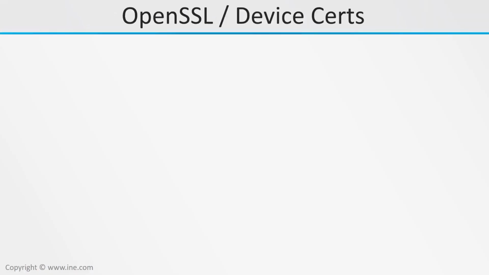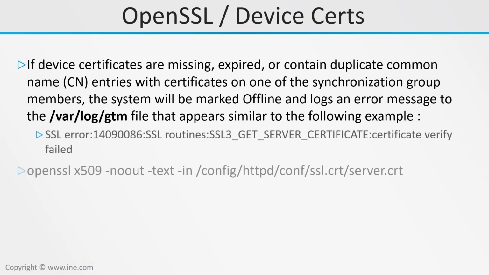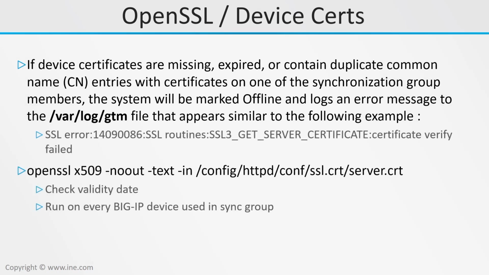Okay, so let's look at OpenSSL and device certs. Device certs are the key operation to support iQuery. If the certificate is expired or if it contains duplicate CN entries, then it will actually mark that system as offline, and you can find that message in /var/log/gtm. It will state something along the lines of this: SSL3 get server certificate verify failed.